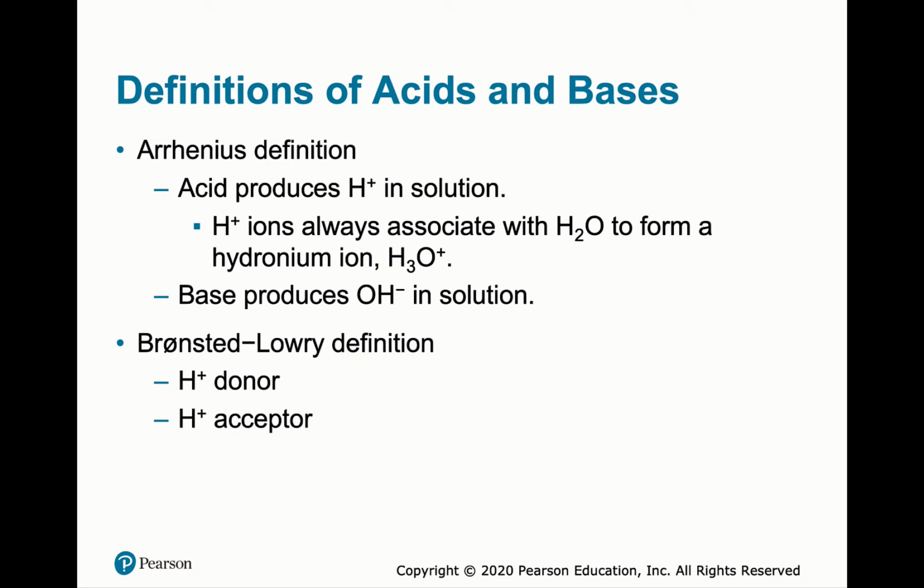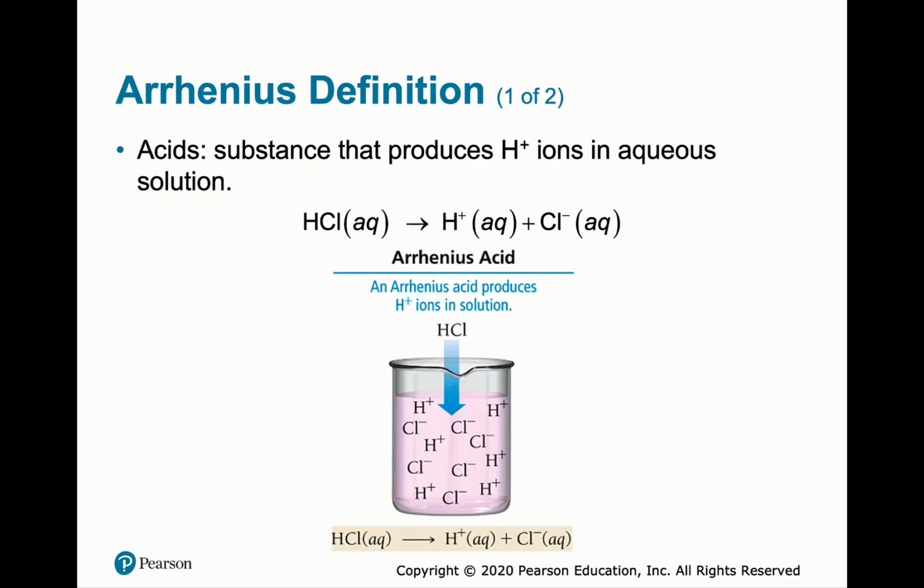The better definition that we're going to use quite a bit in this class is the Bronsted-Lowry, and that is an acid as a proton donor and a base as a proton acceptor. So that's the level we'll go at here. There's also the Lewis acid and base definition, where a base is an electron donor and an acid is an electron acceptor. But the best way to think of it in this class is hydrogen donor for acid, hydrogen acceptor for base. So for instance here, the Arrhenius acid: when you throw hydrochloric acid into water, it forms hydrogen ions.